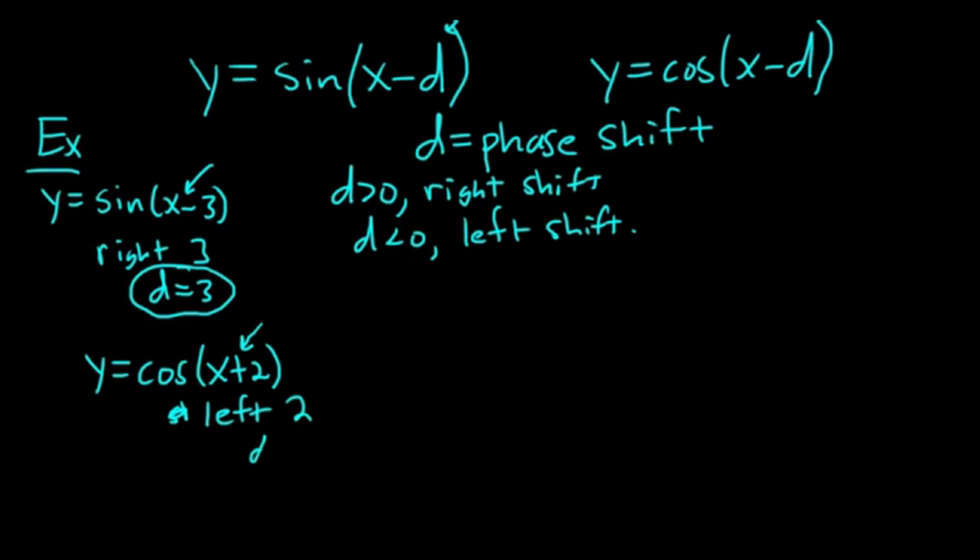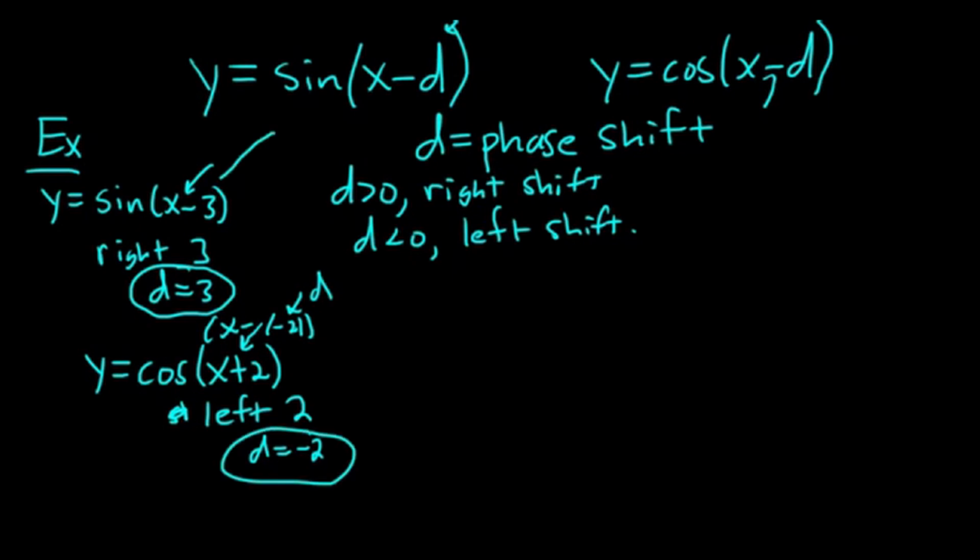So in this case, d is negative 2 because we're going left 2. You can think of it that way. Another way is just using the formula up here. You can think of this as x minus negative 2. Therefore, d is negative 2. And then another way is just to switch the sign. That might be the easiest way.